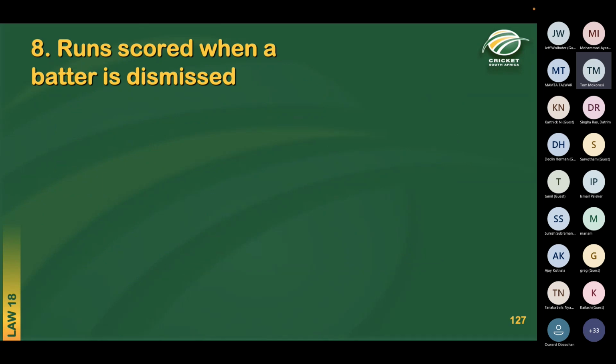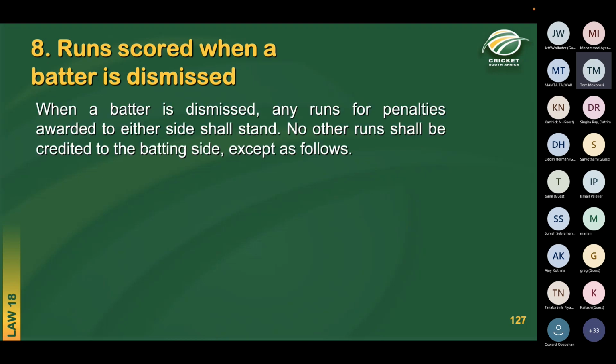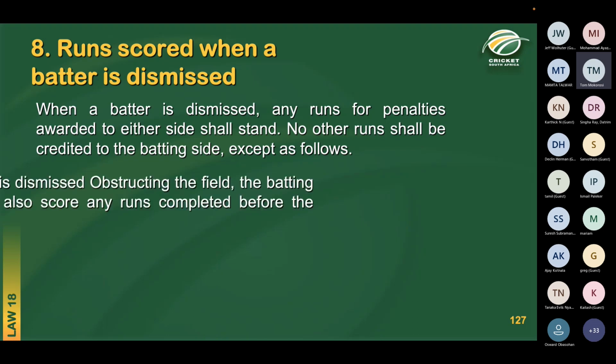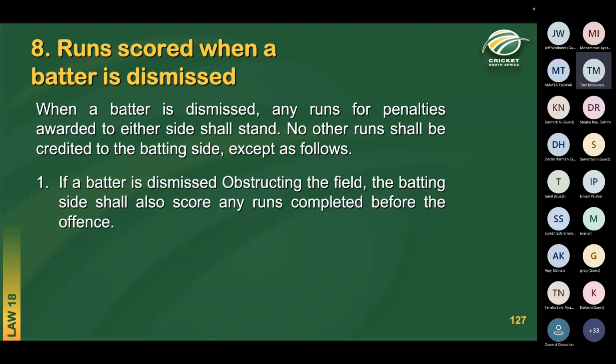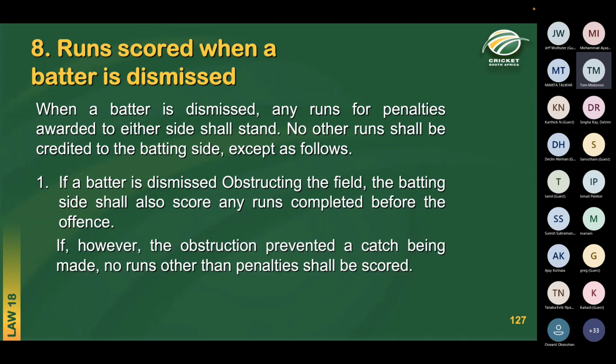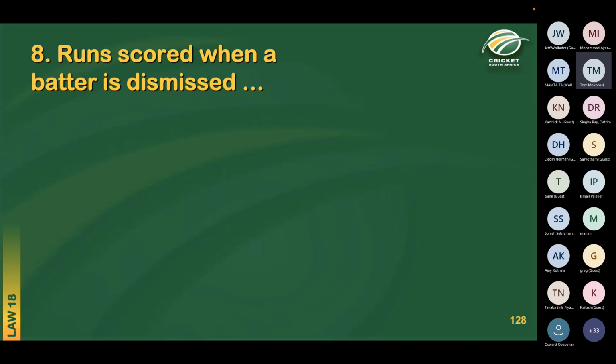And then when a batter is dismissed, are runs scored or not? Let's see what the law says. When a batter is dismissed, any runs for penalties awarded to either side shall stand. No other runs shall be credited to the batting side except as follows. If a batter is dismissed obstructing the field, the batting side shall also score any runs completed before the offence. If, however, the obstruction prevented a catch from being taken, no runs other than penalties shall be scored.